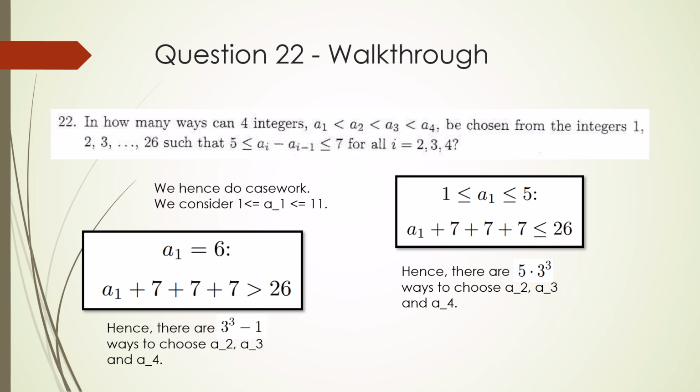So then we proceed similarly, we consider a1 equals 6, right? For a1 equals 6, all the possible combinations of the differences are allowed except one.